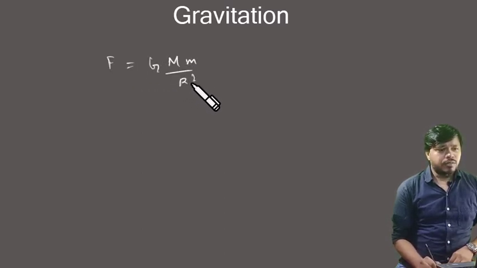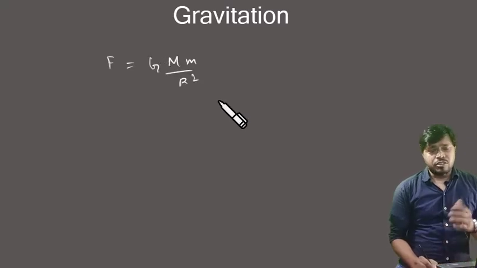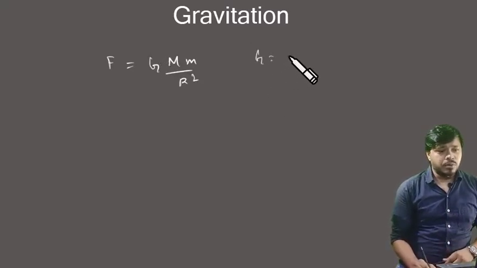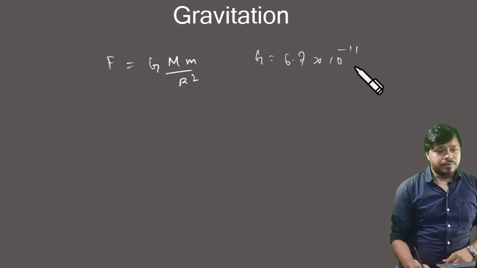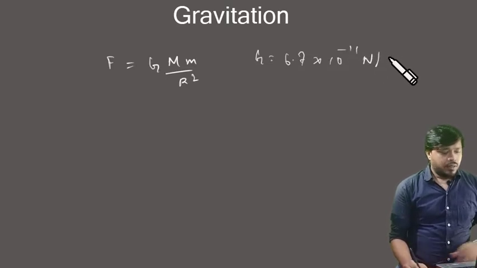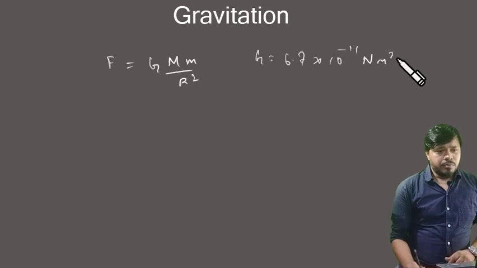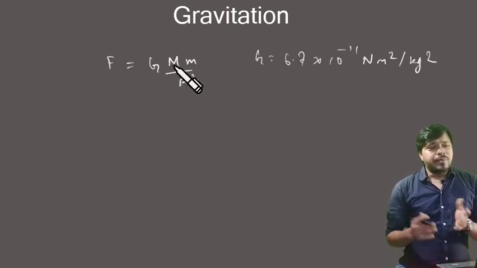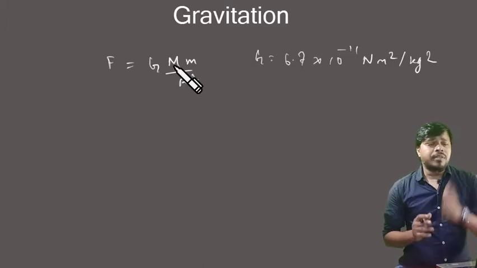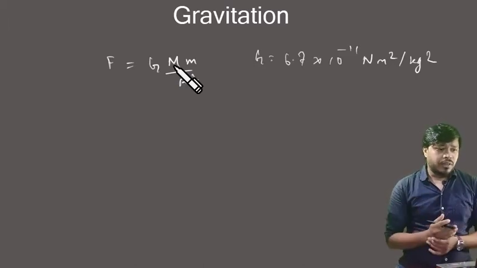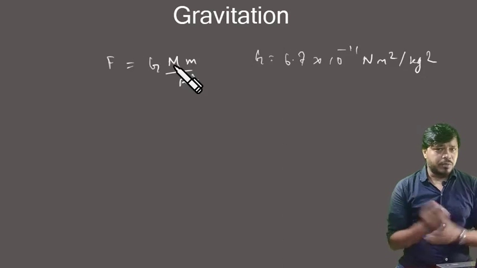M by r square, where G is the gravitational constant and the value is G equals to 6.7 into 10 to the power minus 11 Newton meter square per kg square. M and m are the two masses, and r is the distance between the two masses.